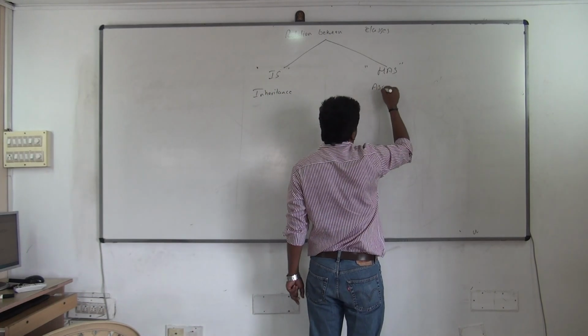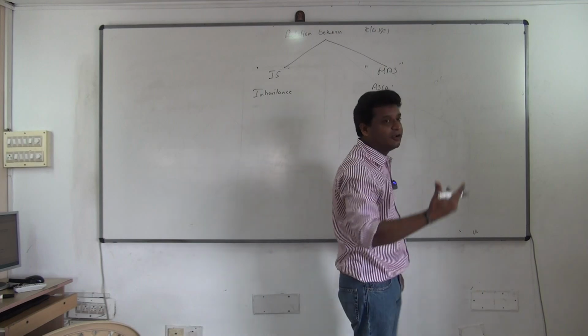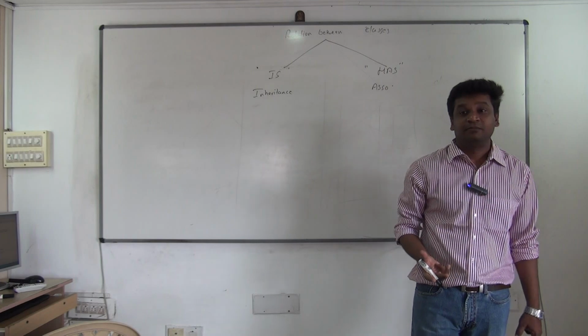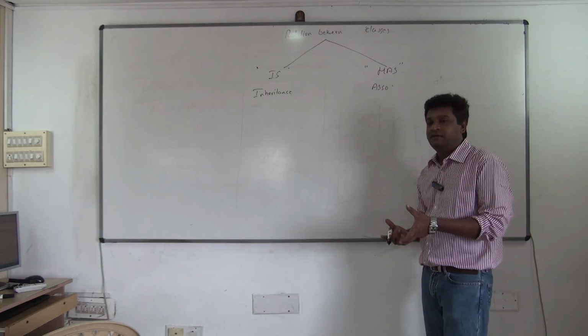Association. Actually, it is technically called that in OOPS terminology. In programming we say we'll make it an instance variable. Understood? But according to OOPS we say it's an association.